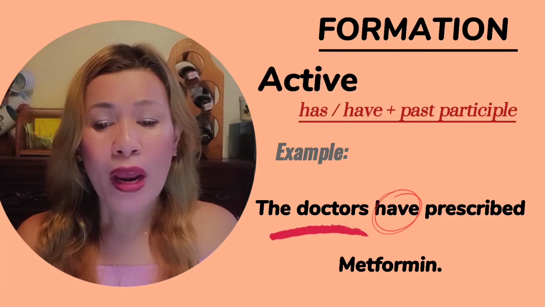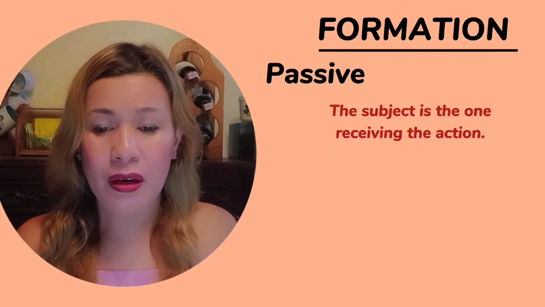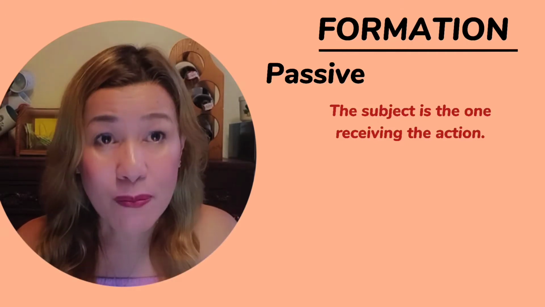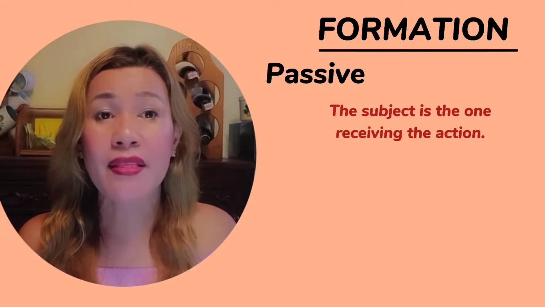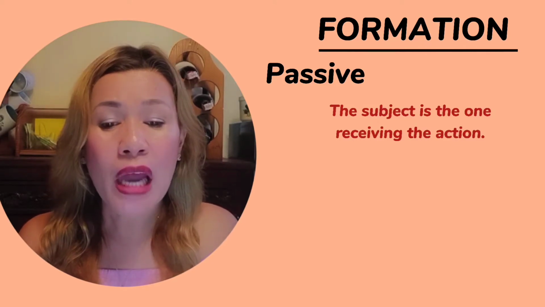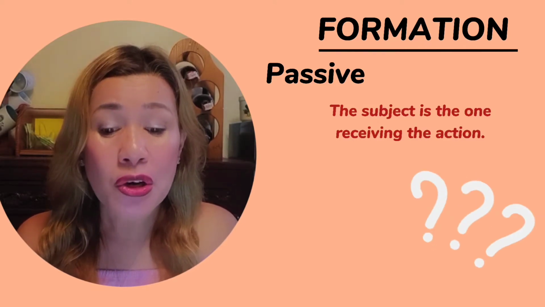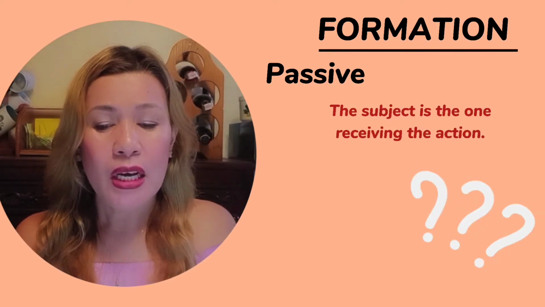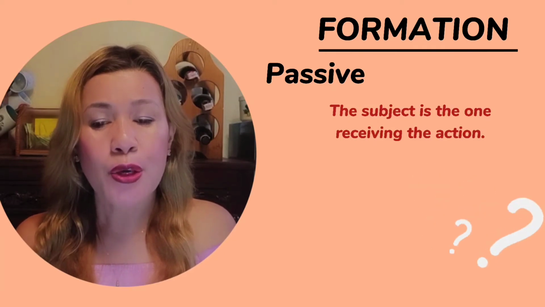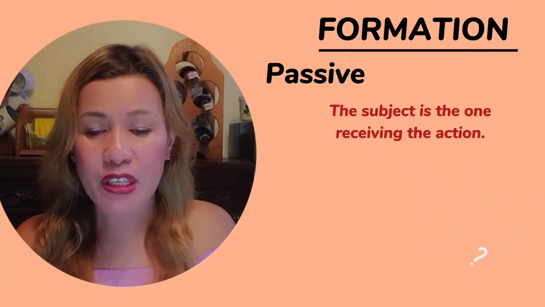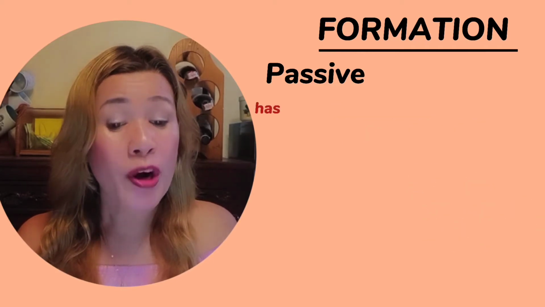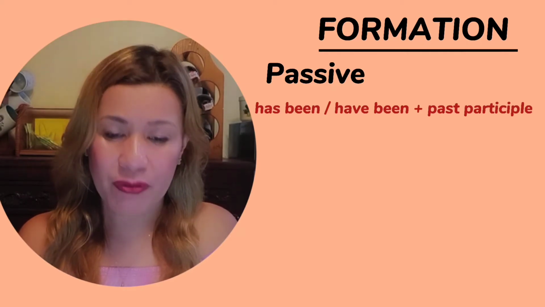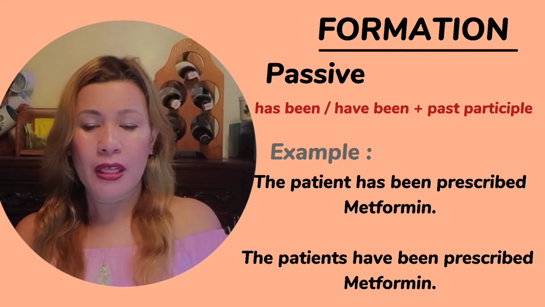Next up is when we have a passive voice. Recall, again, we call that a passive voice if our subject is not the one doing the action. So how will our present perfect tense look like if we have a passive voice? When you have a passive voice, your present perfect tense will have this formation. Has been or have been plus the past participle form of the verb. Let's take a look at the example.